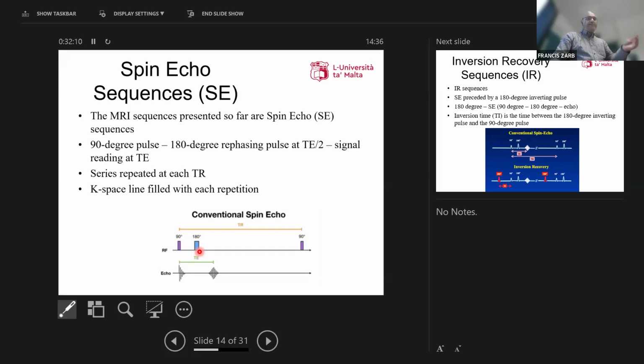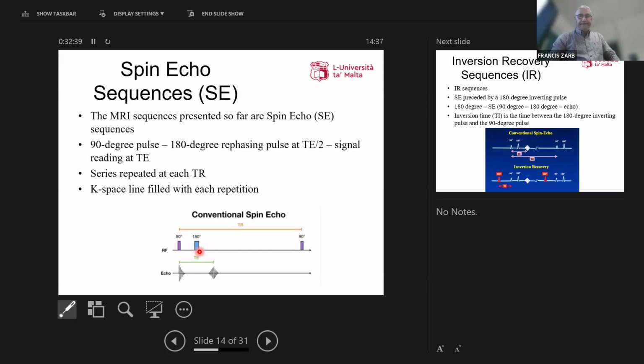Any questions so far? K-space is a line filled with each repetition. I mentioned the idea of K-space last time, which is a space which fills in frequency data, all right? It fills line by line, because there are different methods of how this K-space is filled, and then you can manipulate the frequencies to get an image, all right? Mela, any questions so far?